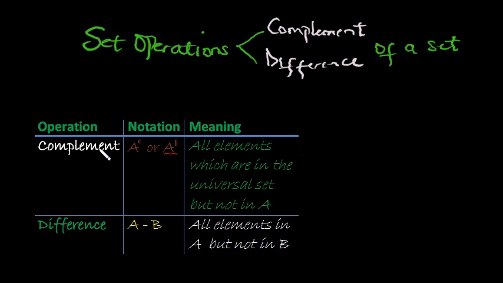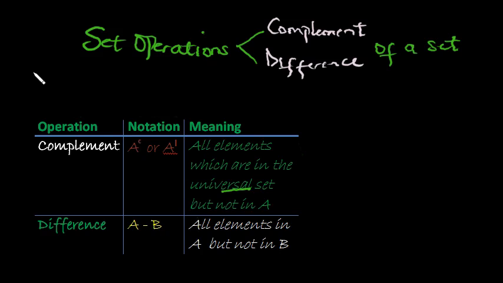Now the complement of a set contains all elements which are in the universal set but not in that set, while the difference of a set contains the elements in that set but not in the other set, let's say B, that we are considering.